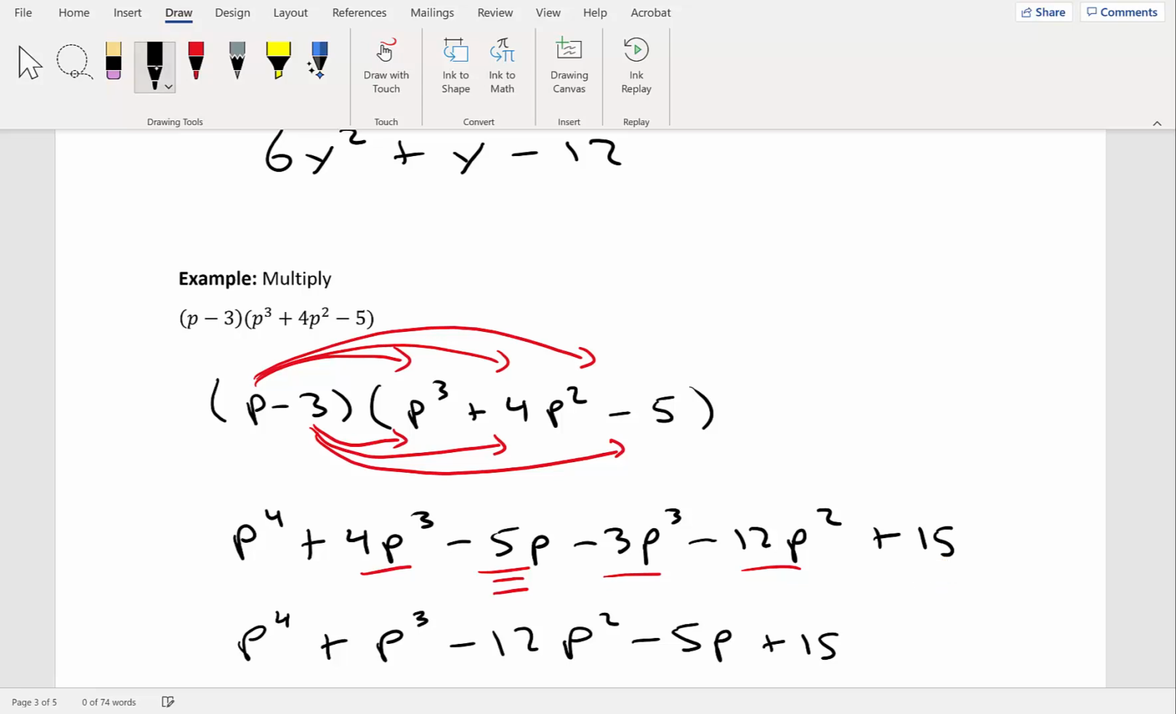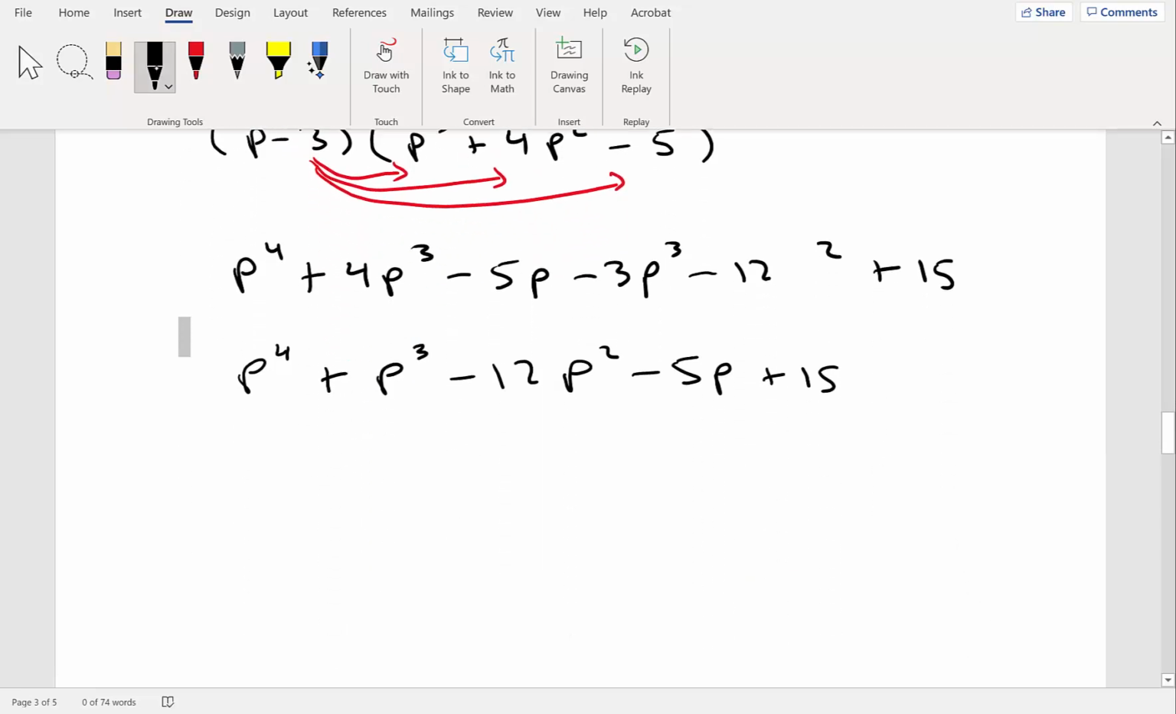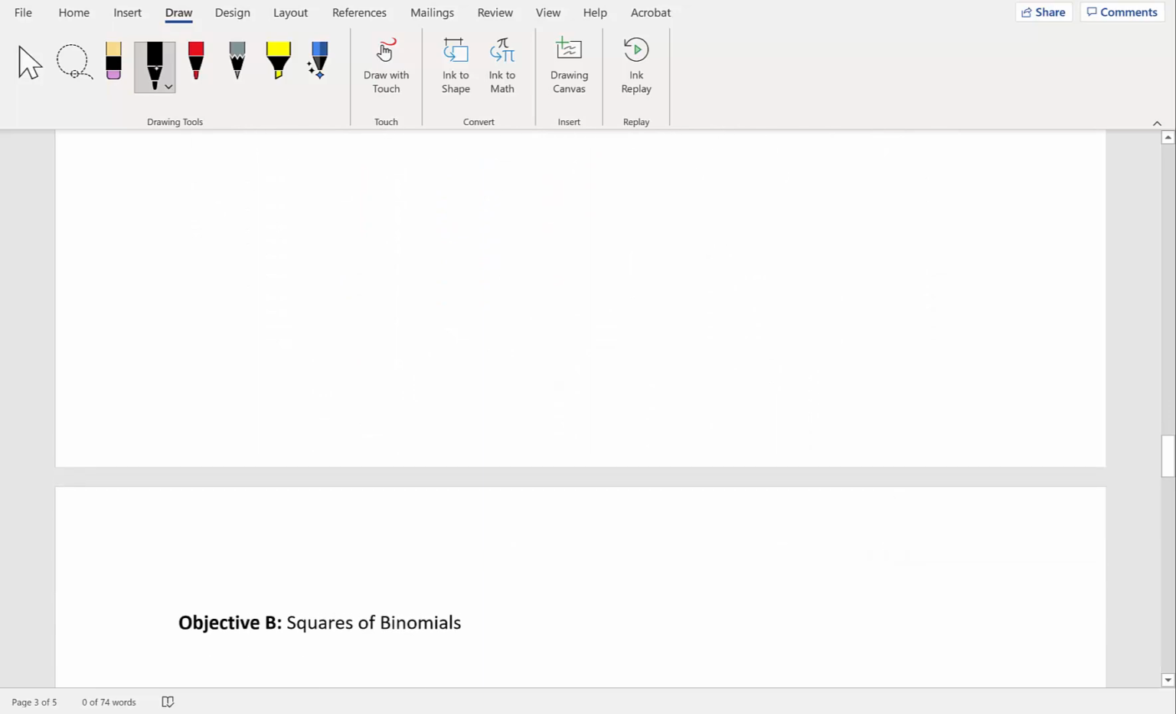Now we don't have any more like terms. We can't simplify any further than this. Okay. Our next objective, we're going to take a look at squares of binomials.